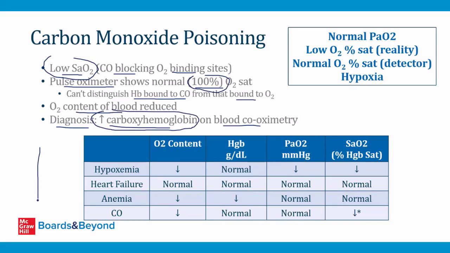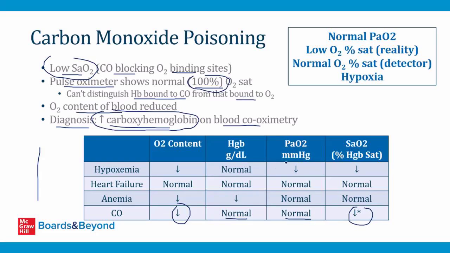So once again, let's look at our table at the bottom of the slide here. In carbon monoxide poisoning, the oxygen content of blood is reduced. There's no problem with hemoglobin. The concentration is normal. The lungs are working normally, so the PaO2 is normal. And then the SaO2 is reduced, although I put a little asterisk here because it's going to read normal by a photodetector, even though actually it's reduced.